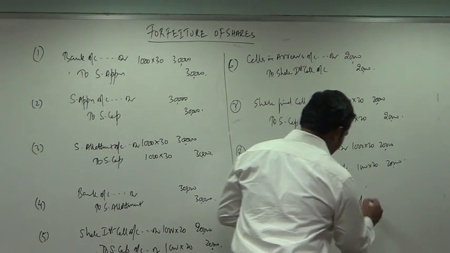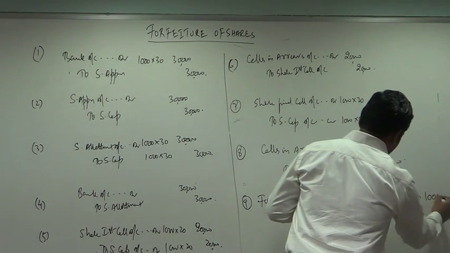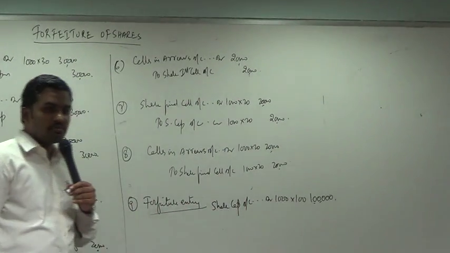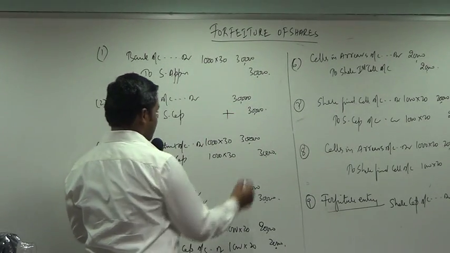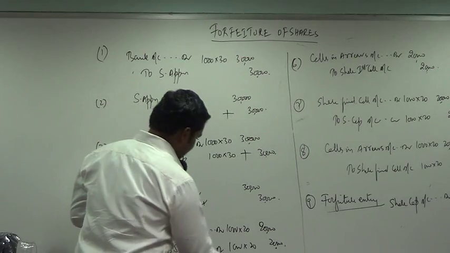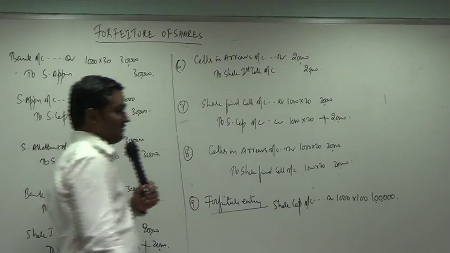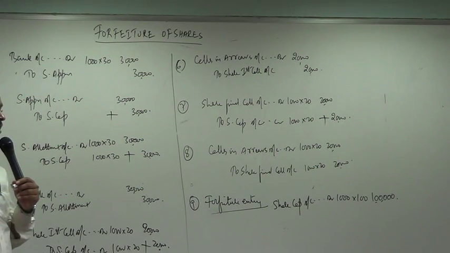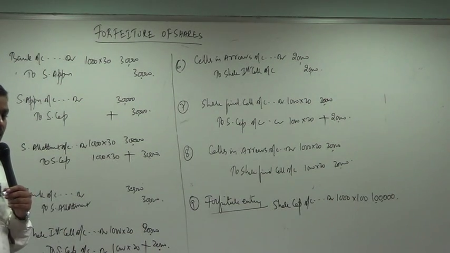Share capital account debtor, 1000 into 100, 1 lakh. Sir, not able to understand. Look at the board. Plus, and plus, and plus. Add up all the capital account credit balances. How much is credited to their account? 1 lakh. Hence their capital account has to be debited with now 1 lakh to cancel.